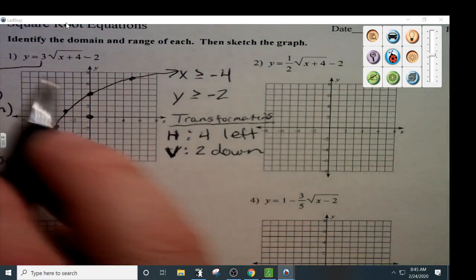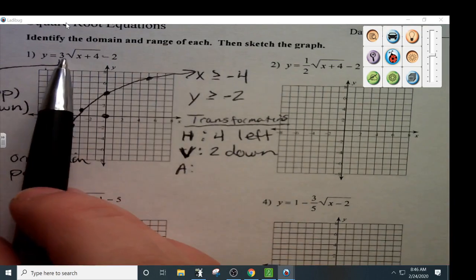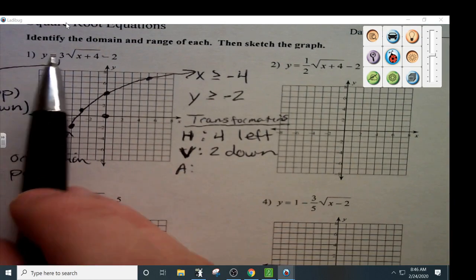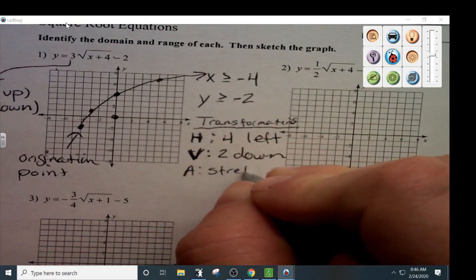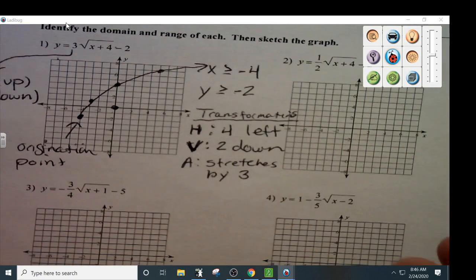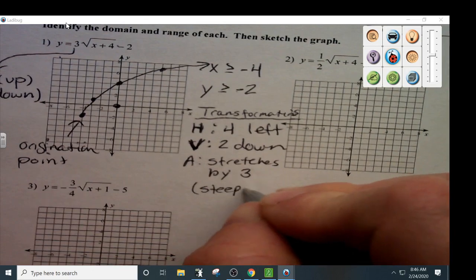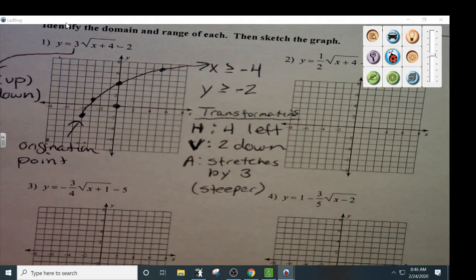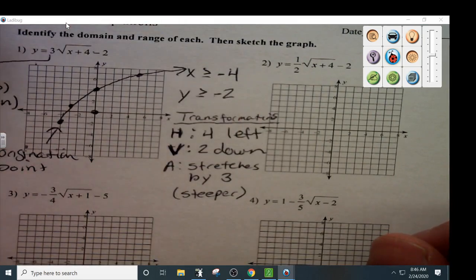And guys, we do have an A value transformation here. Just like a quadratic, if this number is greater than 1, then it stretches. Now, guys, 3 is greater than 1, so it stretches. What it means by stretch as far as a square root function is it gets steeper. Notice the bigger that number gets, the steeper that curve will get.